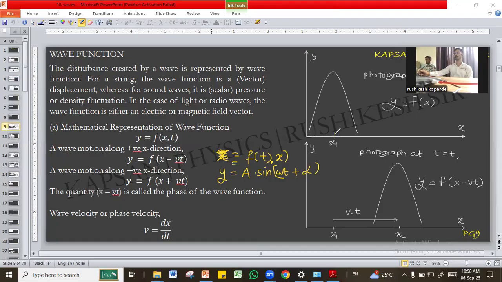First, the particle at x1 will start its oscillation. And after some time, the wave will reach location x2. Then it will start its oscillation. So when this particle is at the phase of 90, this particle is at the phase of 0. Means the particles which are ahead are actually lagging in phase. If the wave is traveling rightward, these rightward particles are lagging in phase, because the wave reaches there at a later instance of time.